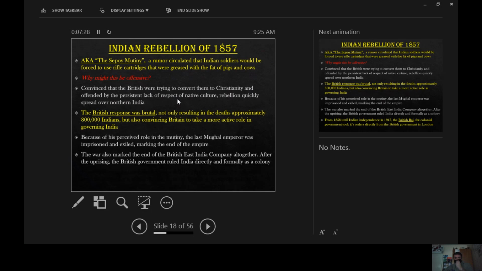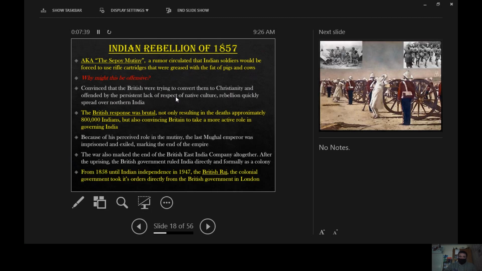The war also marked the end of the British East India Company altogether. After the uprising, the British government ruled India directly and formally as a colony. From 1858 until Indian independence in 1947, the British Raj, I would write that down, the British Raj, the colonial government, took its orders directly from the British government in London. If you hear the Raj or the British Raj, just think of that as the time period when India was completely colonized by the British, completely ran by the British.